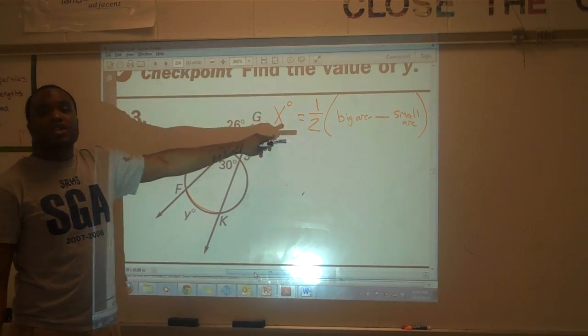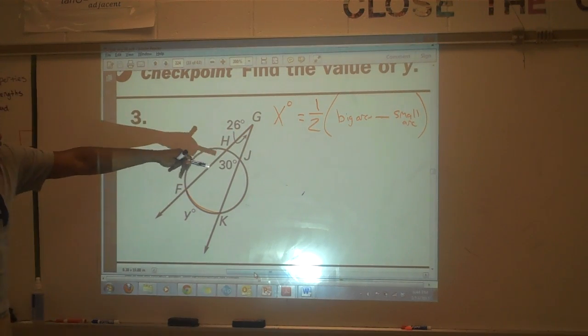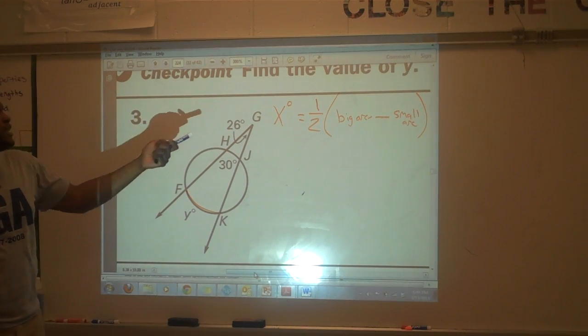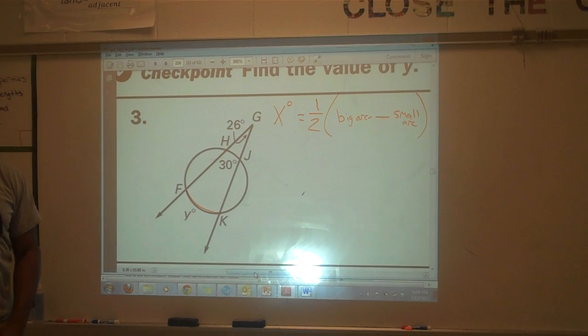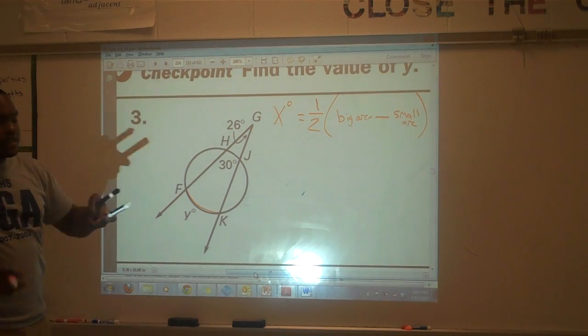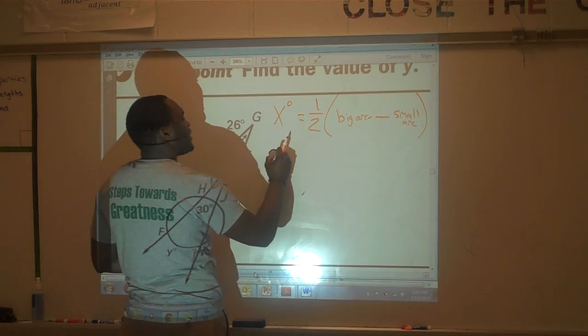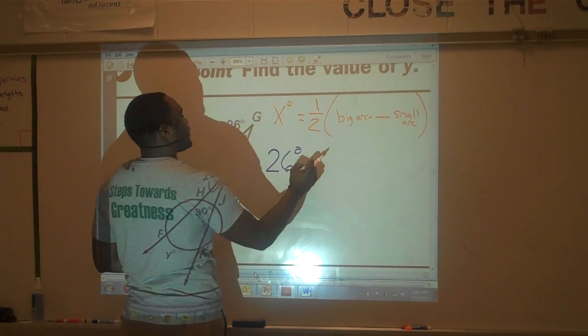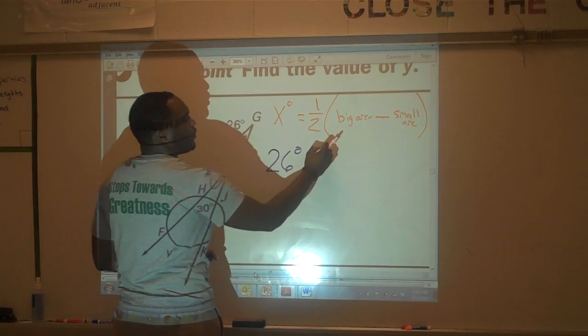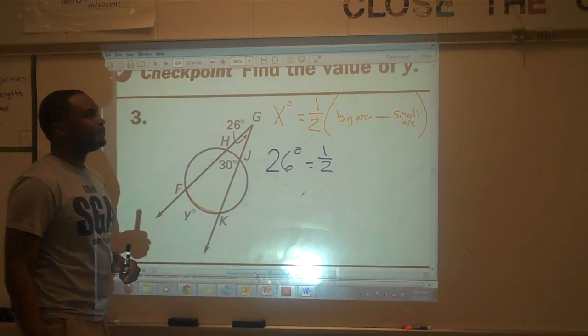So this time we actually know x. What is the included angle this time? What is the angle that we typically solve for when the lines intersect? We said it's 26 degrees. So instead of saying x this time, I'll say 26 degrees. Now 26 degrees equals, once again, 1/2 stays the same.